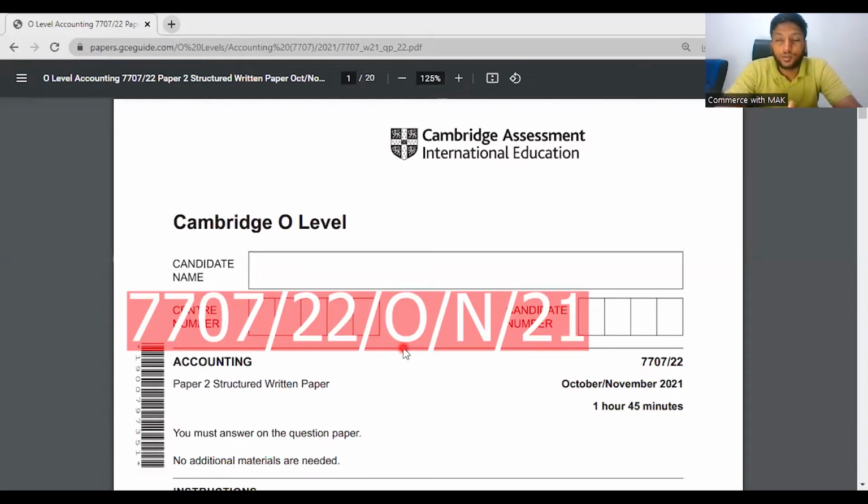October-November 2021, 7707 paper, which we are going to do the last and final question, the fifth one.